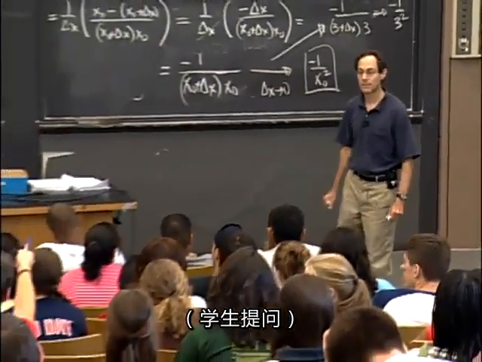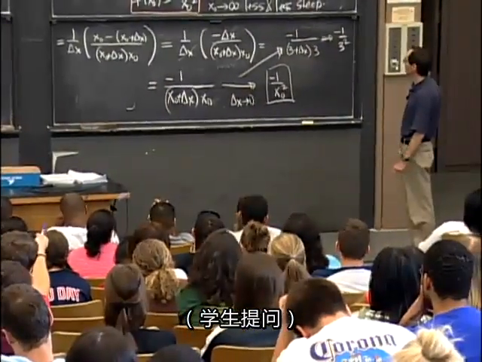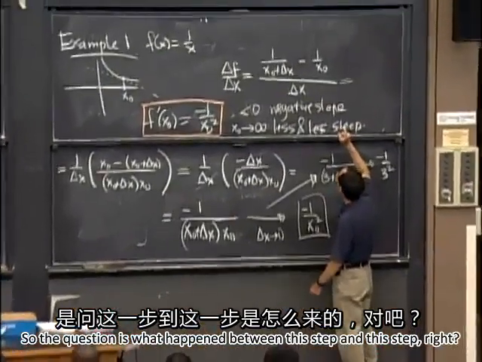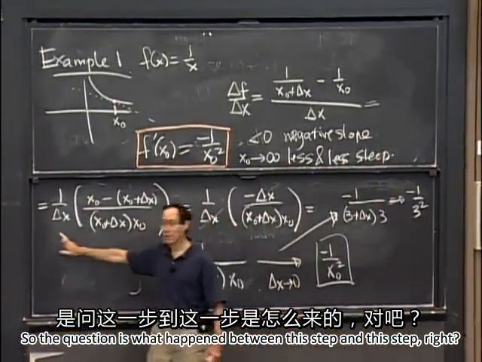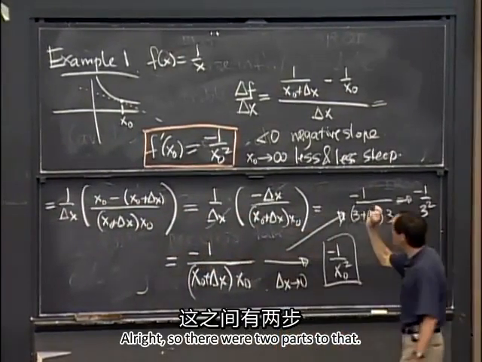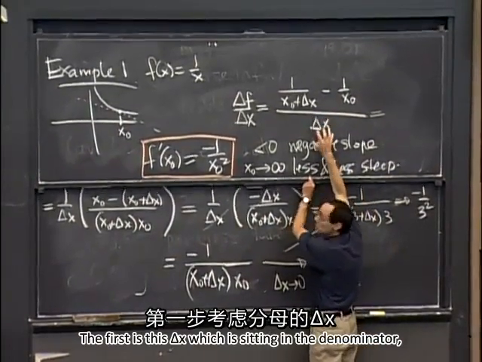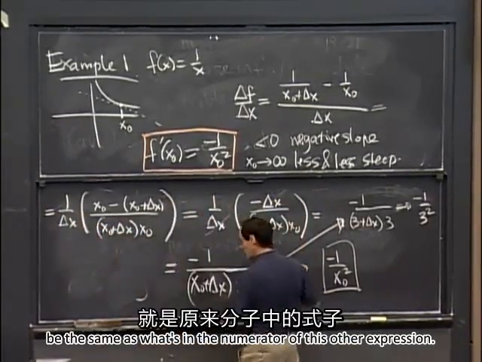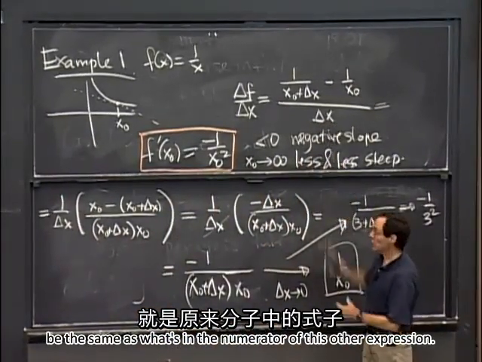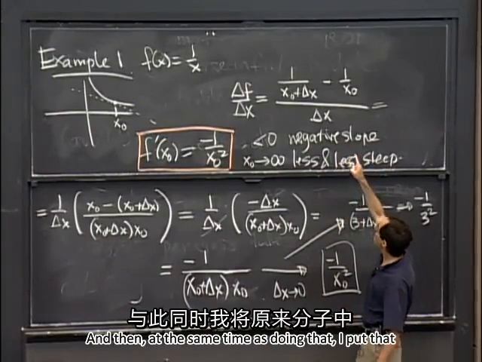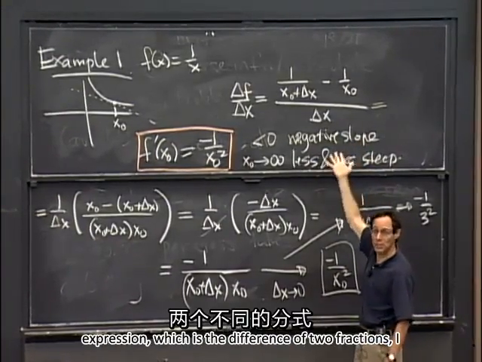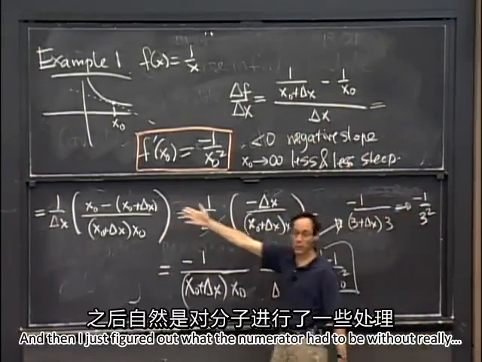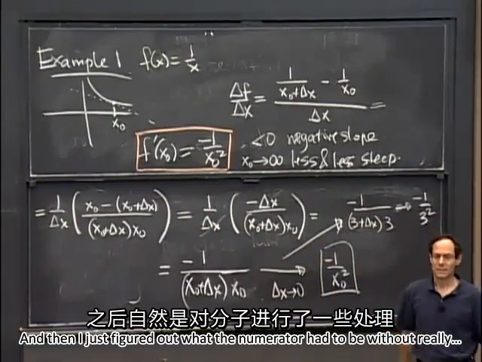Yes? How do you simplify it from delta f over delta x? How do you simplify it from the original equation to when you have 1 over delta x factored out? So the question is, what happened between this step and this step, right? Explain this step here. All right? So there were two parts to that. The first is this delta x, which was sitting in the denominator, I factored all the way out front. And so what's in the parentheses is supposed to be the same as what's in the numerator of this other expression. And then, at the same time as doing that, I put that expression, which is a difference of two fractions, I expressed it with a common denominator. So in the denominator here, you see the product of the denominators of the two fractions, and then I just figured out what the numerator had to be. Other questions?